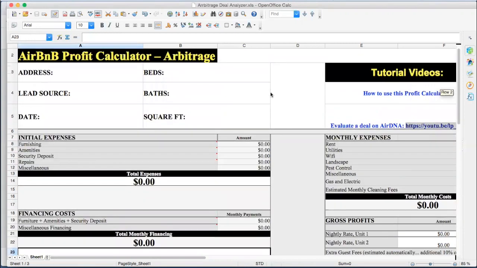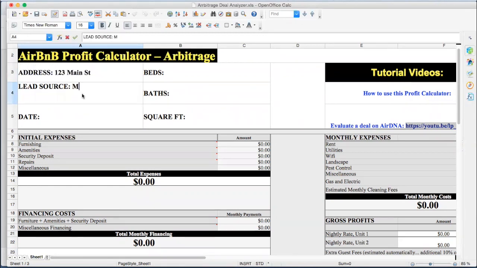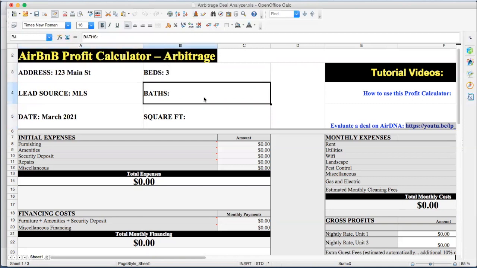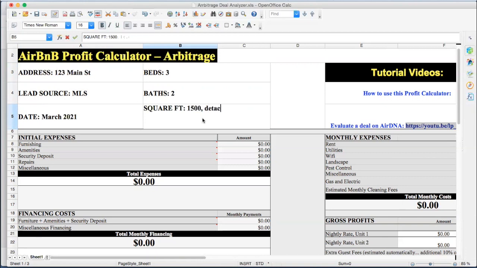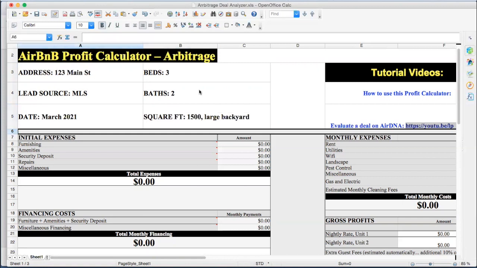But in regards to this arbitrage one, here's what we're going to do. We're going to go to address, and we're just going to make up something arbitrary: 123 Main Street. Let's say the lead source is the MLS. The date today is, let's just call it March 2021. 3 bedrooms, 2 baths, and 1,500 square feet. Let's even add a little note, detached garage, or how about large backyard, just something like that that will give you an idea when you go back to your notes, because you're going to save these and refer back to them.